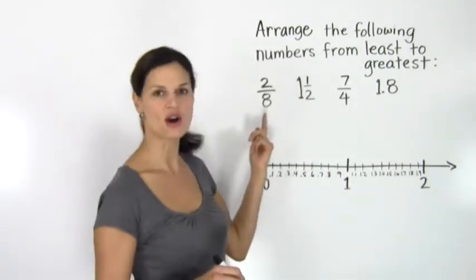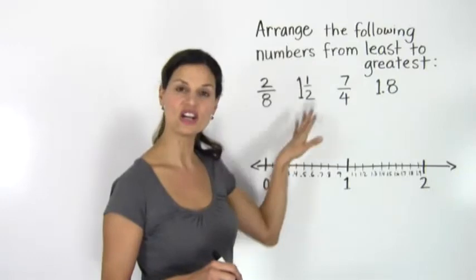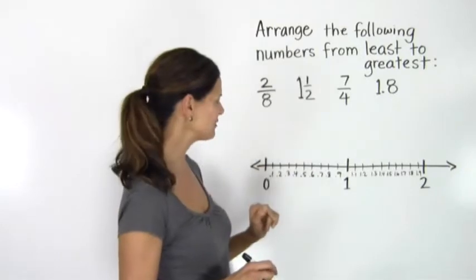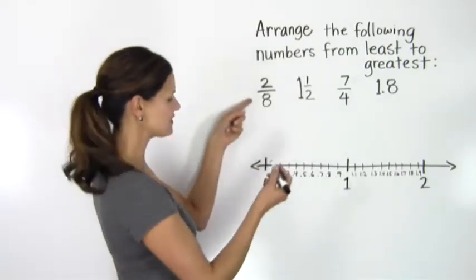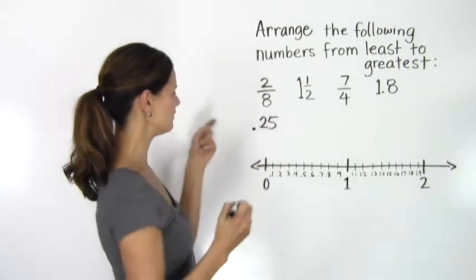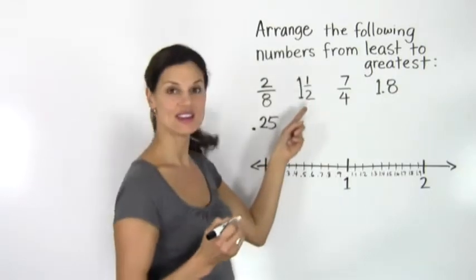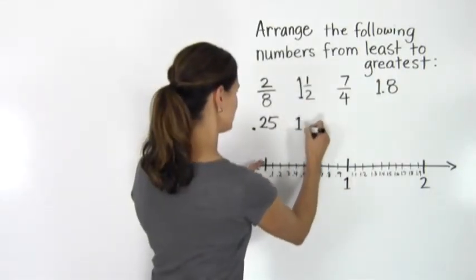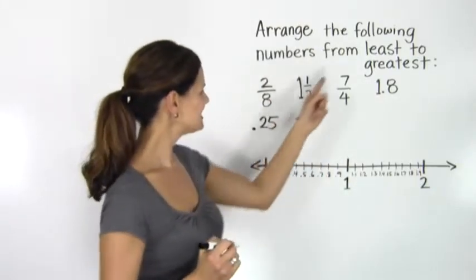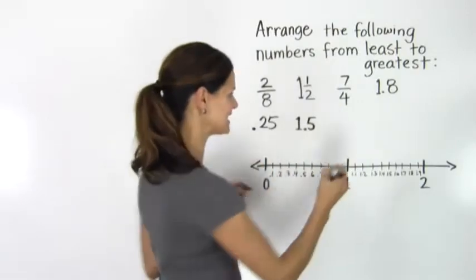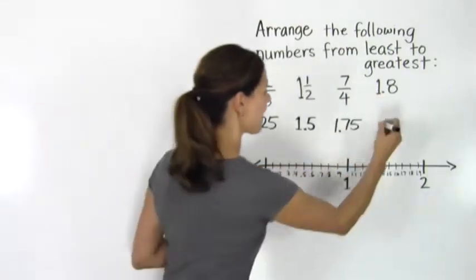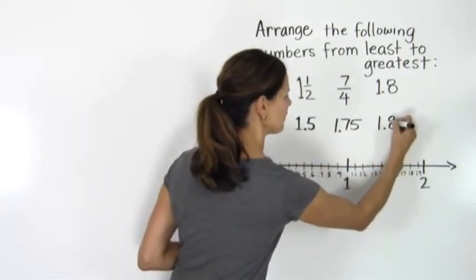So the simplest form in this case is going to be to convert each of these to decimals. And then we'll plot them on our number line and go from there. So 2/8 converted to decimal form is 0.25, or 1/4. 1 1/2 converted to decimal form is 1.5. A little more familiar of a fraction. 7/4 converted to decimals becomes 1.75. And then we've already got our 1.8 in decimal form.